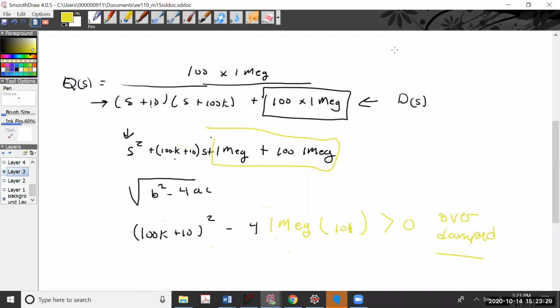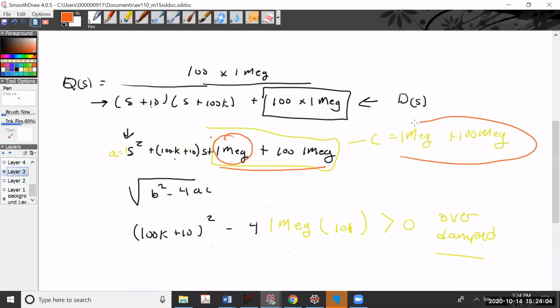Is A 1 in this case? Yeah, out of your quadratic formula. Right, A is 1. And the C is 1 meg. No, the C. Where did the C equals 1 meg plus 100 meg? See, it changed. Before the feedback loop, it was 1 meg. After the feedback loop, you're adding it together. So I pulled out the meg.